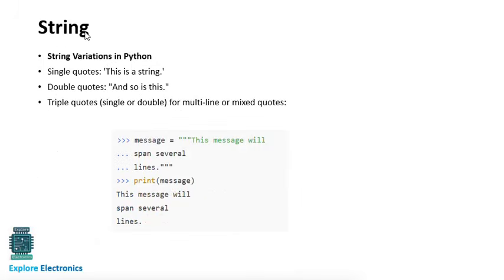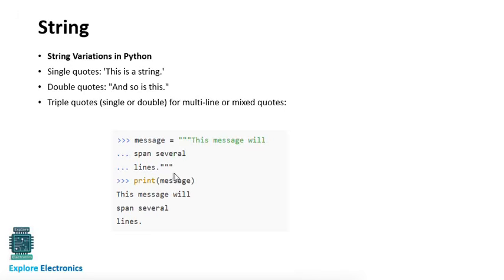Let us understand strings, how exactly they work. String variation in Python: you can use single quotes, and this is a string. Double quotes, this is also a string. Got it? Single quote, double quote. Triple quotes, single or double, are used for multi-line or mixed quotes. Let us see an example. Message is equal to, here we have used multi-line or mixed quotes. This message will span several lines. It will print that message, print message.